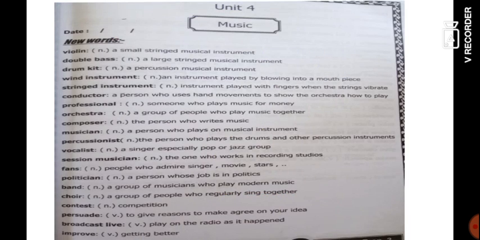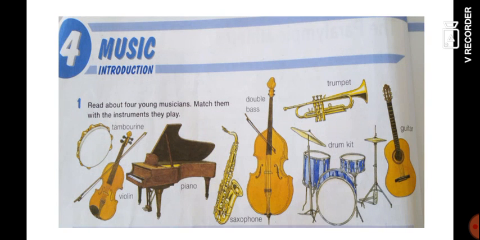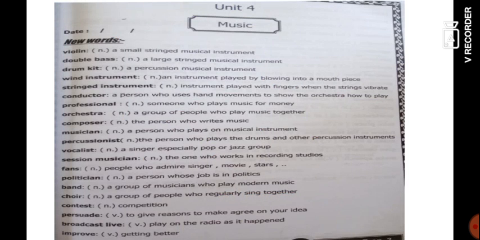Okay, drum kit. It's a percussion musical instrument. Percussion: any musical instrument that you hit. Drum kit, a percussion musical instrument. This is a drum kit. Okay. Wind instrument: an instrument played by blowing into a mouthpiece, like a flute.